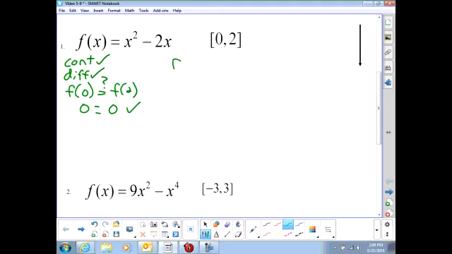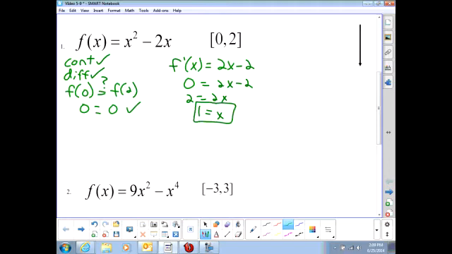With Rolle's theorem, we know we'll take the derivative and set that derivative equal to 0. We'll add over a 2 and divide by 2 to get that x equals 1. Now always check, make sure it's in our interval. X equals 1 is in the interval, so therefore this is our value of C that satisfies Rolle's theorem.